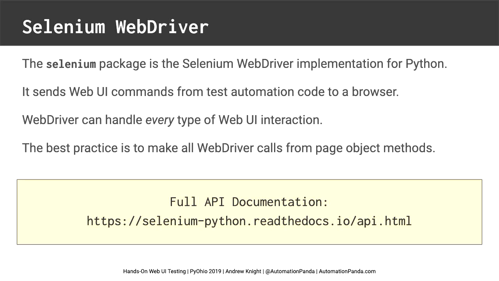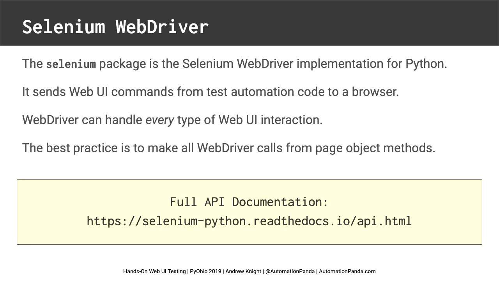So, WebDriver, like I said, will send web UI commands from the test automation code to the browser. It can handle every type of web interaction, whether that's a click, whether that's scraping text. There's also a package called Appium, which is meant for mobile apps, and that can even do the hand gestures as well, the swipes, the taps, all that stuff.